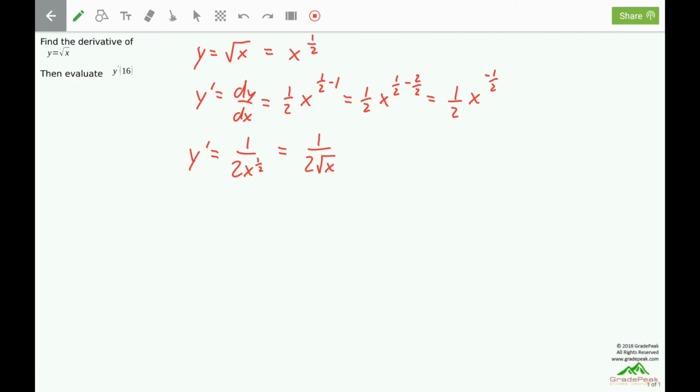The next thing we need to do is evaluate y prime of 16. So now we're going to plug a 16 into this result, which will be 1 over 2 times the square root of 16. The square root of 16 is a 4, so 1 over 2 times 4, which will give us 1 over 8.